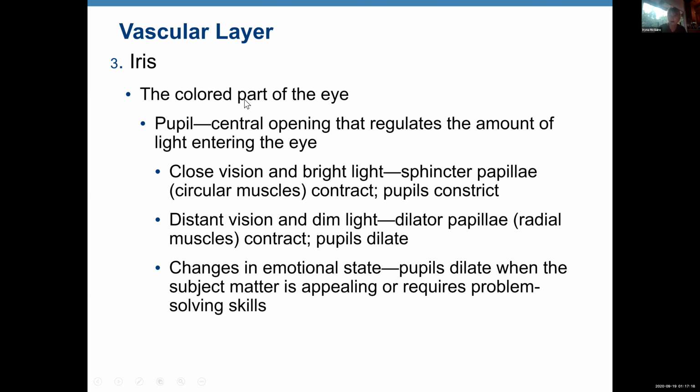And the iris. The iris is the colored part of the eye. It's also vascular layer. Now, the pupil is just a hole, just an opening that allows light to enter the eye. Now, when we have close vision and bright light, then the pupil constricts, right? We're looking close. We don't need much light to enter the eye, so the pupil constricts. Now, when we have distant vision, when we look far, and dim light, then the pupils dilate. Also, changes in emotional states dilate the pupil and also make it kind of appealing. So when we have a dinner with candles, in this kind of dark light, our pupils dilate and it looks appealing, it looks pretty, right?